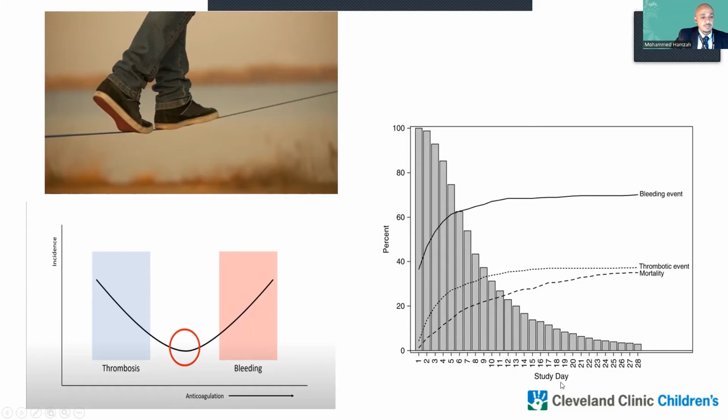Because in pediatric ECMO, this was a large multi-center study done with Dalton and colleagues, found that bleeding events are present in 60%, and thrombotic events are present in over 30% of the patients. And both bleeding events and thrombotic events are independently associated with mortality.